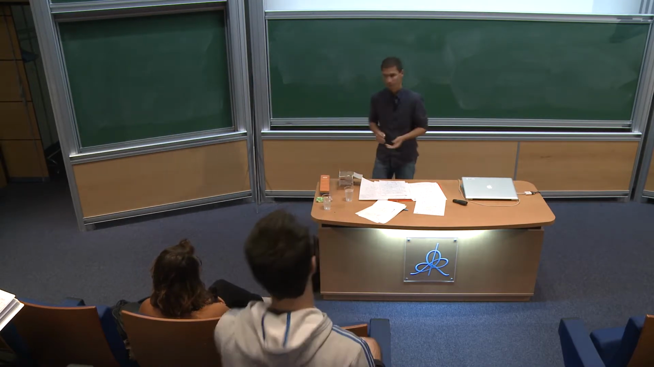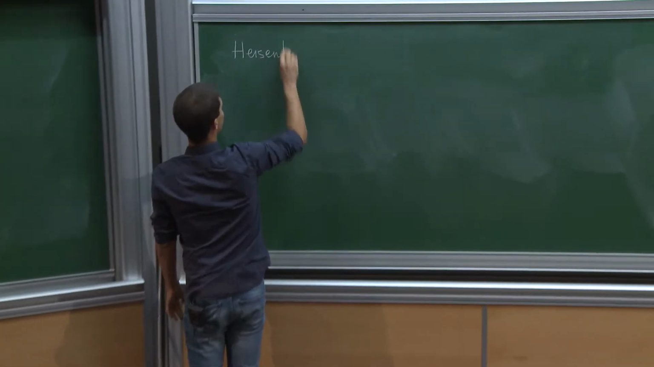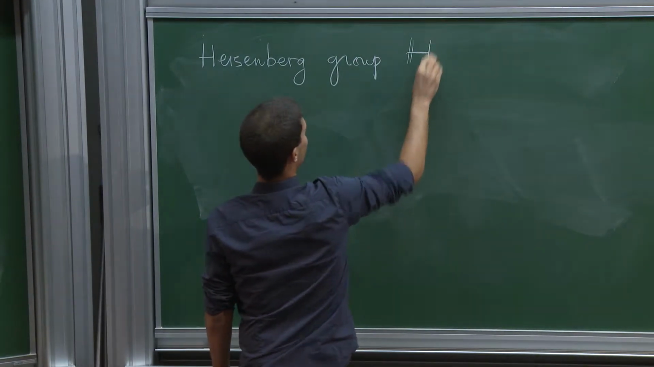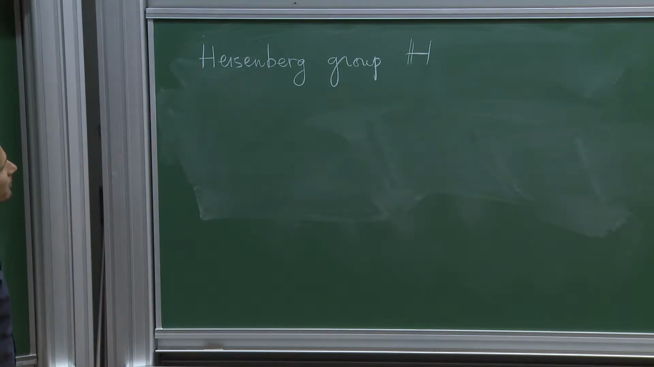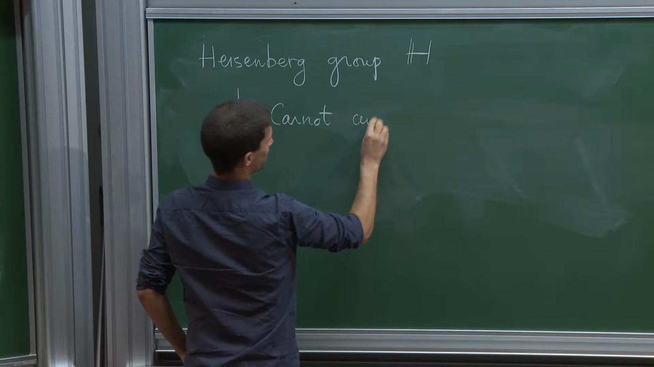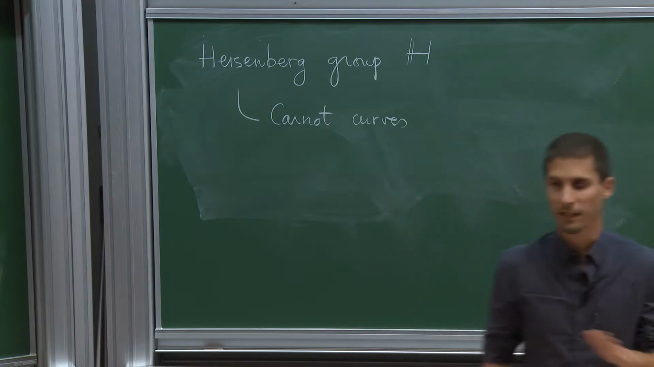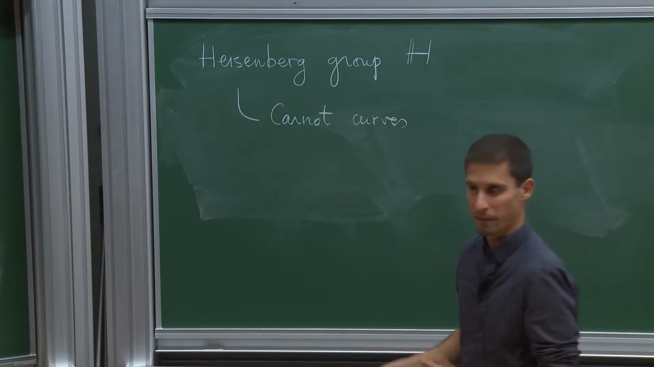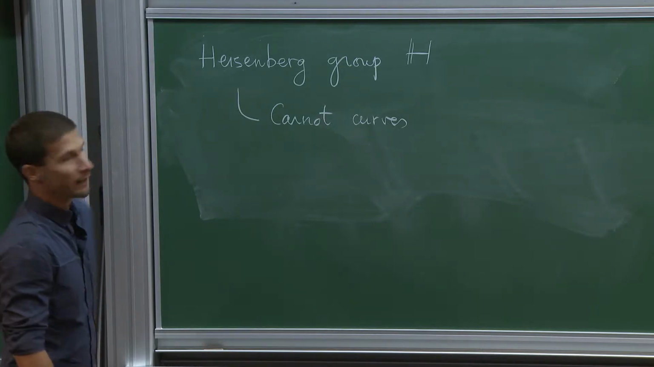Just to recall what we were speaking about. We were speaking about Heisenberg group, which I denoted H. In this group, we have considered Carnot curves, that are curves which satisfy some constraint, and we have seen also the link with the isoperimetric problem, and this permitted us to define a distance.